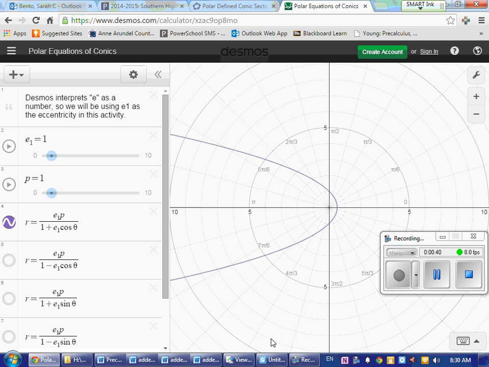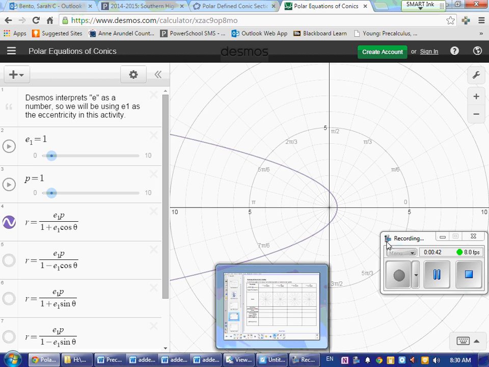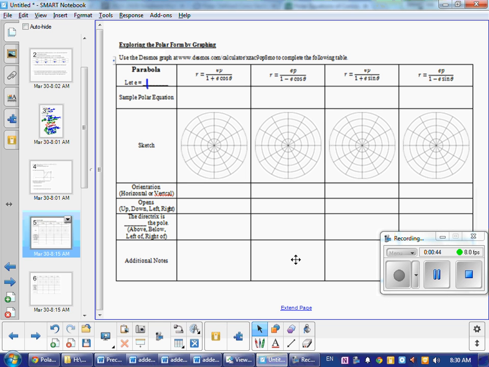What is the orientation of this parabola? Good, it has a horizontal orientation. And what direction does it open? Up, left, right, down? Good, it opens left. Where's the directrix of that parabola? Yep, the directrix is to the right of the pole.